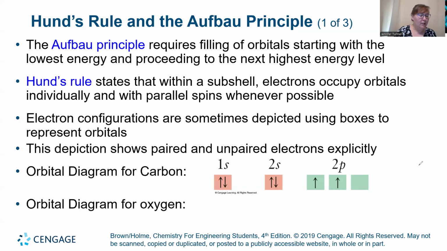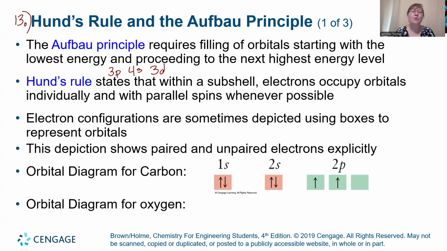All right, now let's take a look at the Aufbau principle and Hund's rule. We are up to slide 13. The Aufbau principle requires filling of orbitals starting with the lowest energy and proceeding to the next highest energy level. And so the Aufbau principle is why we go from 3p to 4s to 3d, and that's because 4s is lower in energy than 3d.